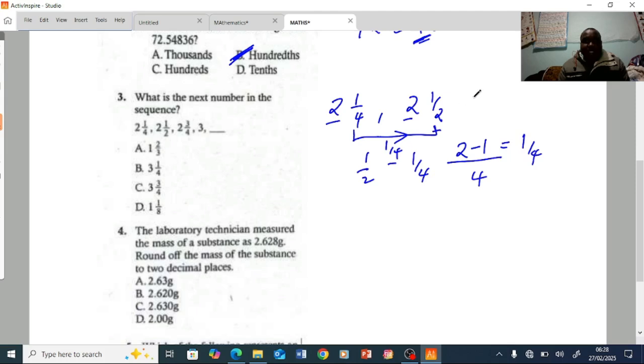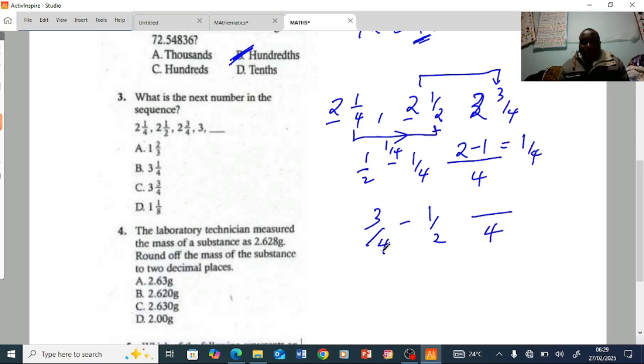The next number is 2, 3/4. I will again check from here up to here what the difference is. Because this is 2 and this is 2, I will ignore the 2 and deal with the fraction. So it is 3/4 minus 1/2, and then see whether the fraction 1/4 is a constant. The LCM here is 4. 4 goes here 1, that is 3, minus 4 goes here 2. So it is 1/4. So it means the trend was they were adding a quarter as they went forward.